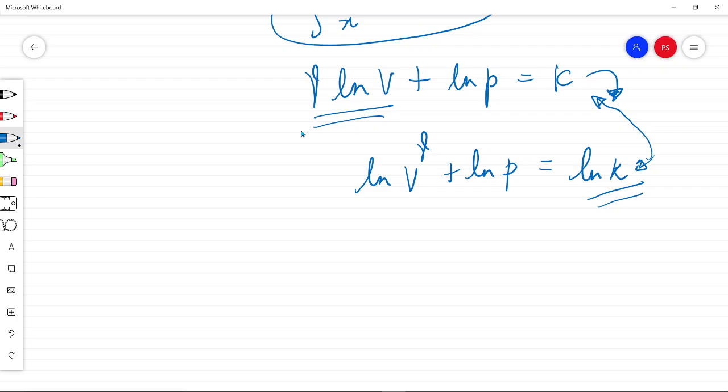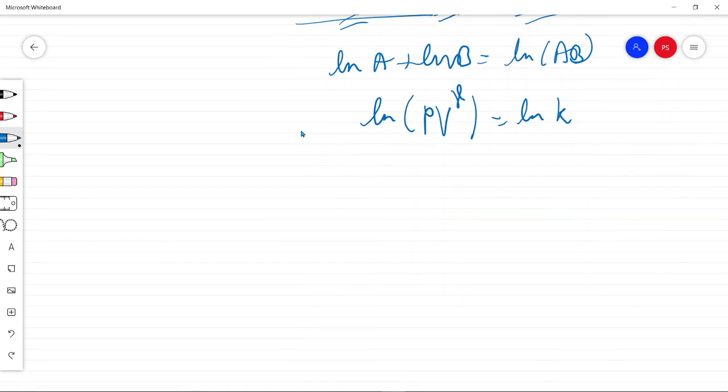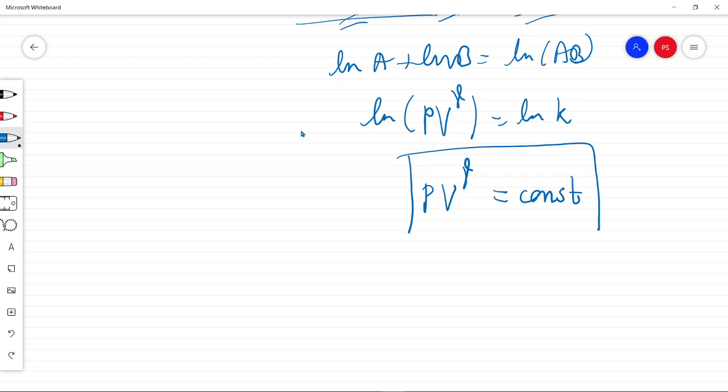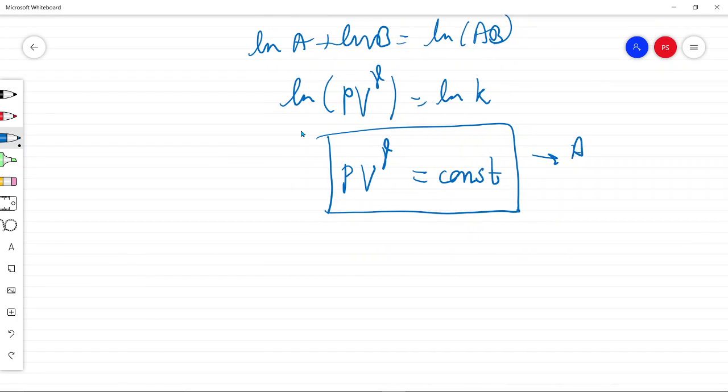So again, by the rule of logarithm, log a plus log b is log of a into b. So we have log of P into V raised to gamma is equal to log of k. Now we can eliminate the logarithm from both sides and we get the expression PV raised to gamma is equal to constant. This is a very important relation between P and V for an adiabatic process.